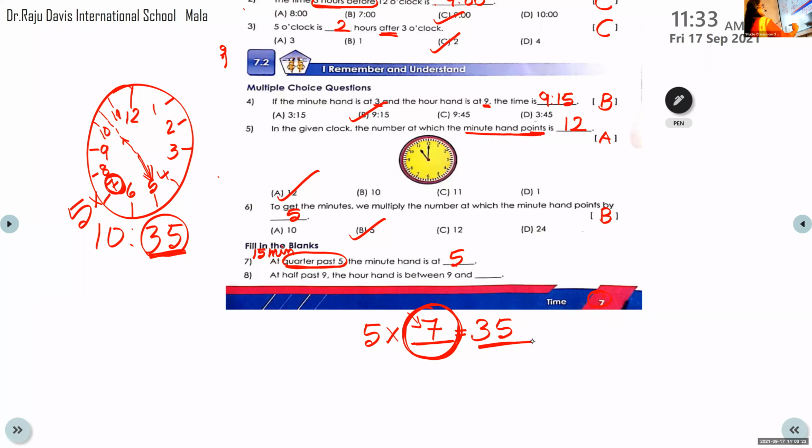Okay, it is correct. No, it is not 5. What you told, it is 3. At 5:15, the minute hand should point at 3. Good.